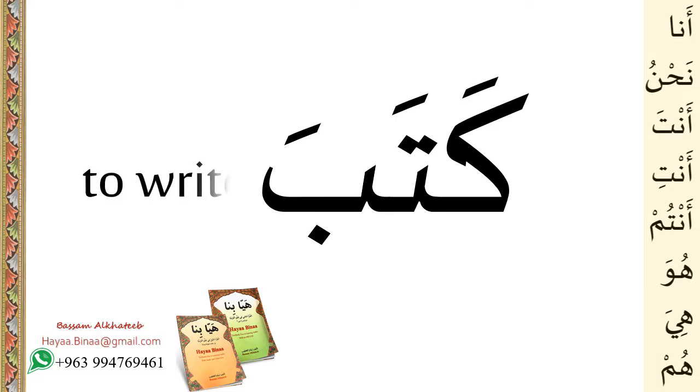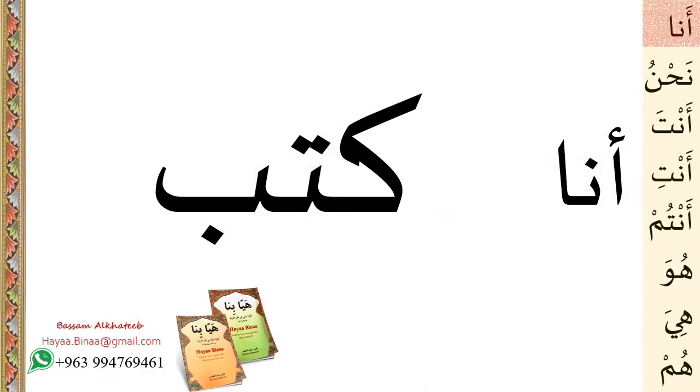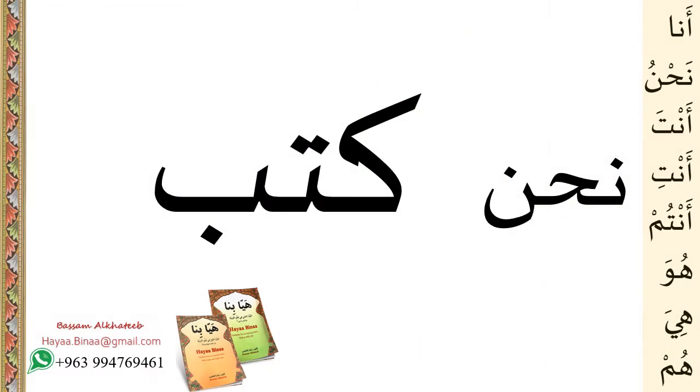Now, let's look at the verb كتب, to write, and the pronouns we know. For I write, we take the الألف مع الهمزة and insert it at the beginning of the verb. We insert ضمة at the end. Now it reads, أكتب. For we write, we use نون and insert it at the beginning of the verb. Now it reads, نكتب.